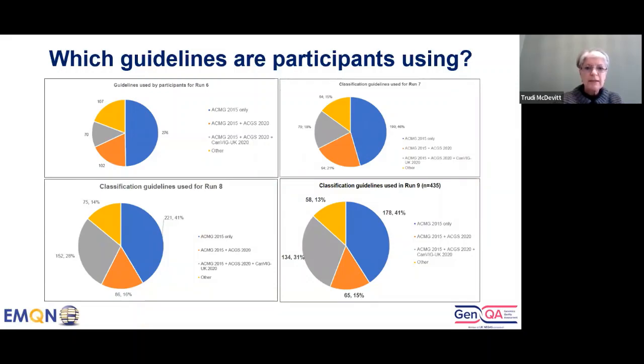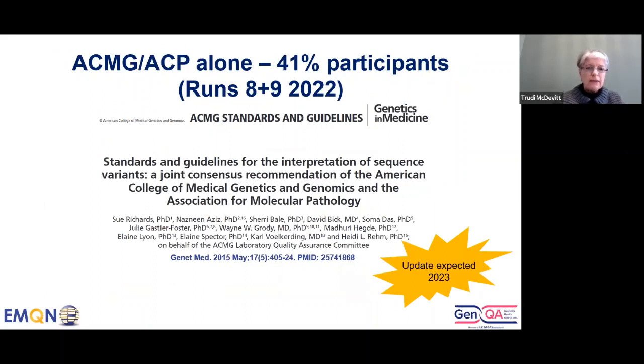So next slide, please. So in runs 8 and 9, that was last year, we still have 41% of participants using the ACMG guidelines as their only reference for variant interpretation. Just to highlight that there is going to be an update to these guidelines in 2023. Next slide, please.